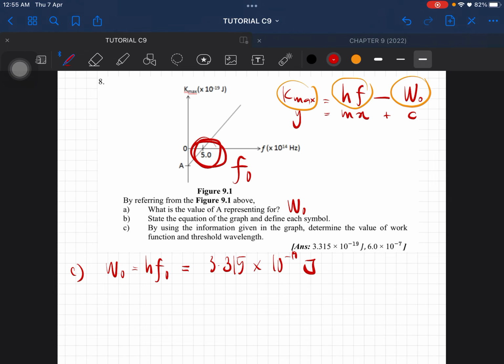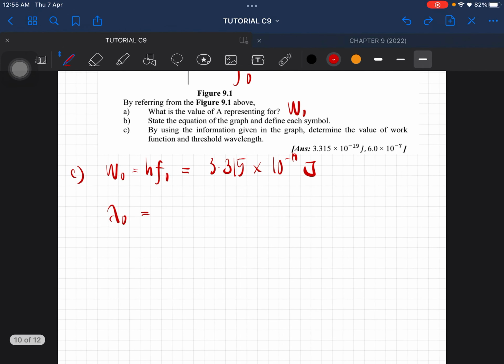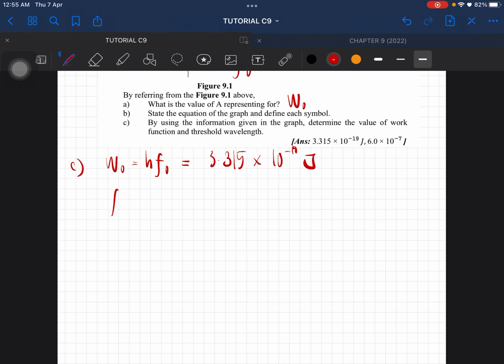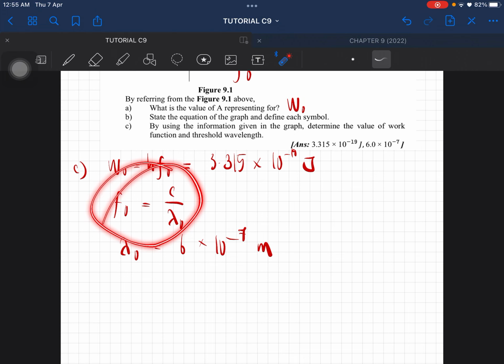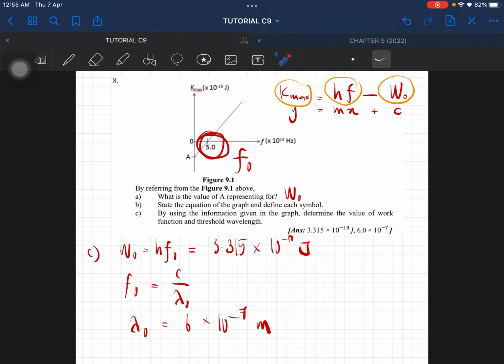And then the threshold wavelength, we are going to use this equation of frequency. Okay, all right, and that is going to be equal to 6 times 10 to the negative 7 meter. Okay, so you can actually also use the work function equation. I don't actually remember, but you can also use the speed of light equation, but use the threshold frequency value. Okay, so yeah, that is for question number 8.